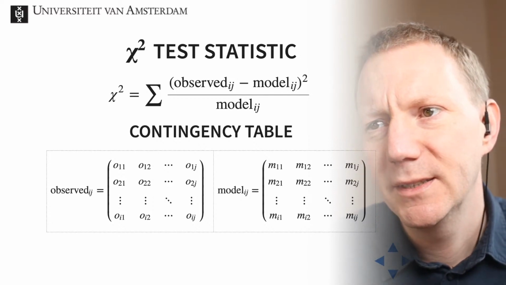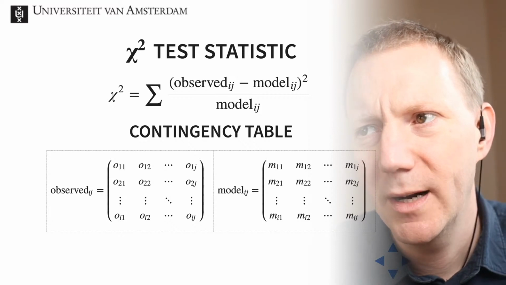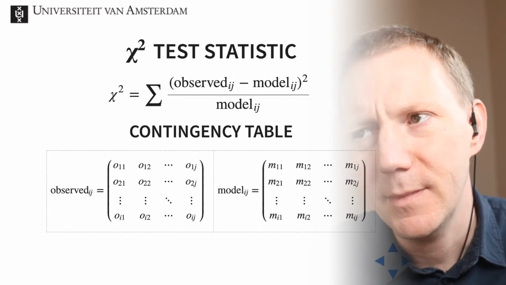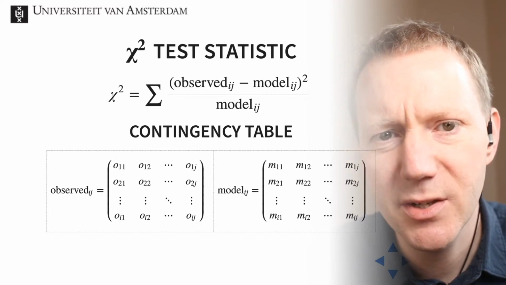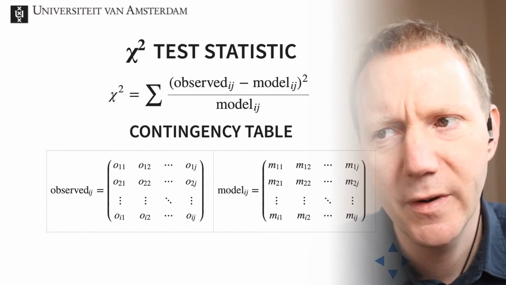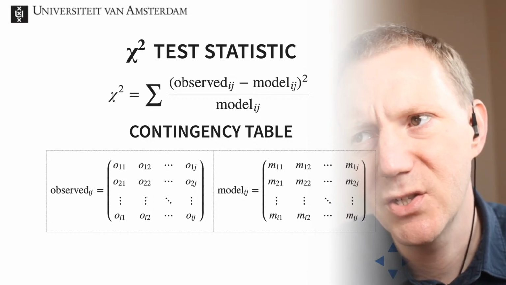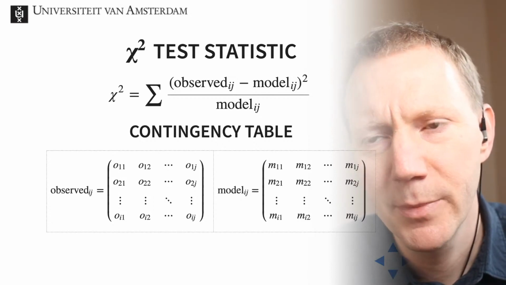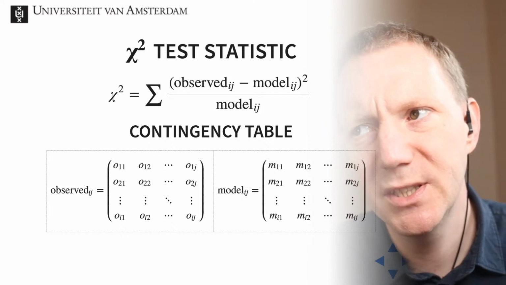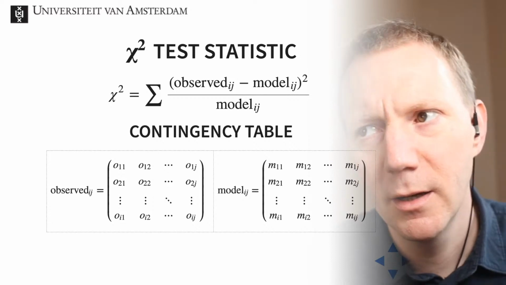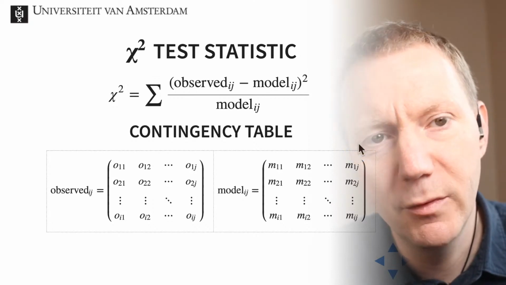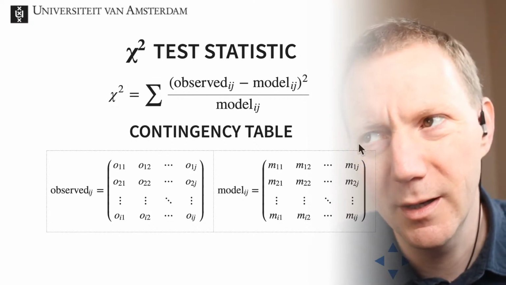So we'll be looking into that. What I'm showing you here is the way the chi-square is calculated, and it's essentially based on matrices. This sounds very complicated, but it essentially isn't. It's just the observed frequencies in your data versus what you would expect if you would assume that nothing would be going on, essentially.